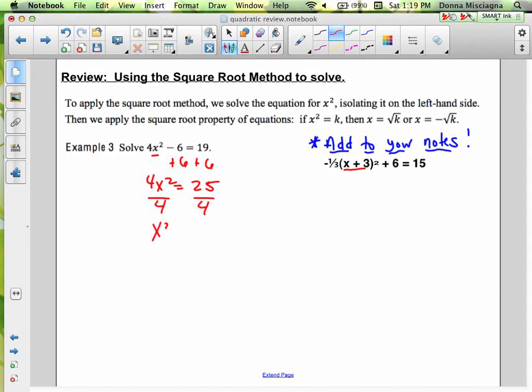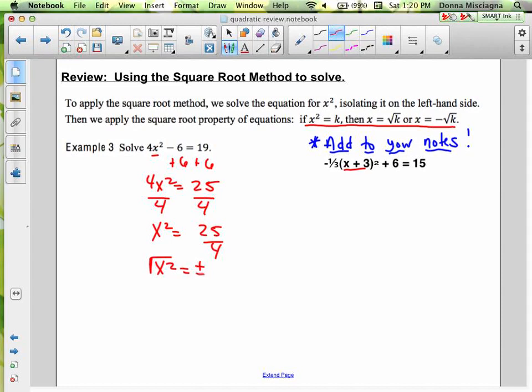Now you have x squared equals 25 fourths. Remember, there's two solutions. If x squared equals k, then x equals the square root of k, or x equals negative square root of k, because there are two different numbers that if I square them, I'm going to get 25 fourths. So we take the square root.